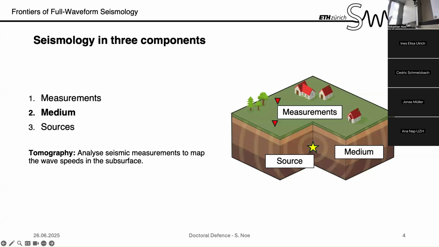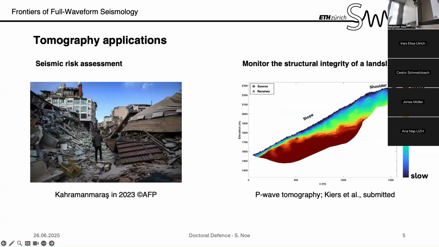Now I come to the medium, where I will quickly explain what tomography means. This is to create a map of the subsurface in terms of wave speeds, and it can be really useful in many different applications. For example, in a dense urban area, you can have really highly resolved tomographic maps, and then you might be able to make a seismic risk assessment where you can tell that certain buildings might be more prone to the big earthquakes that are coming. Or on the other hand, you might be able to look at the structural integrity of a landslide with tomography.